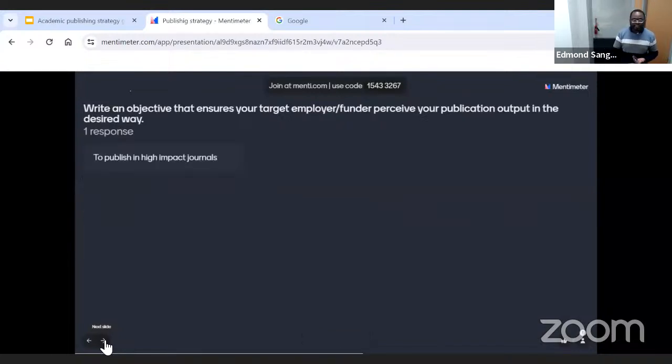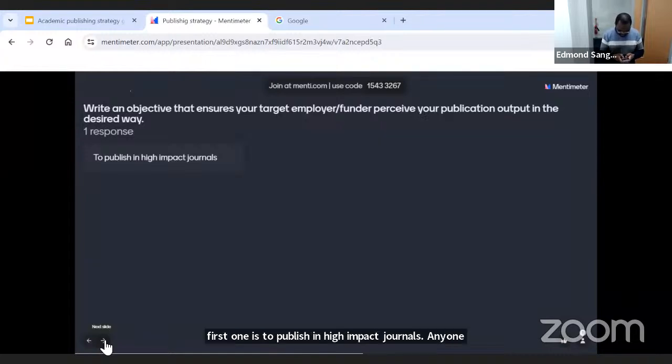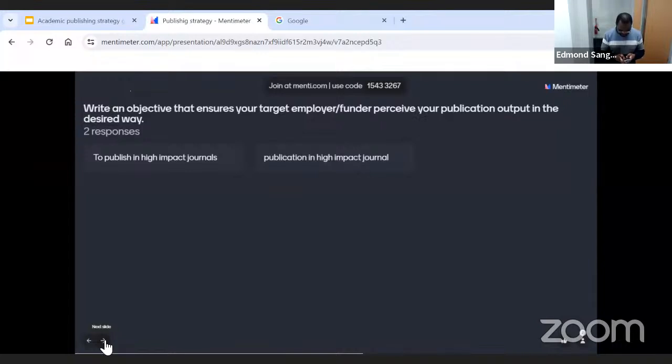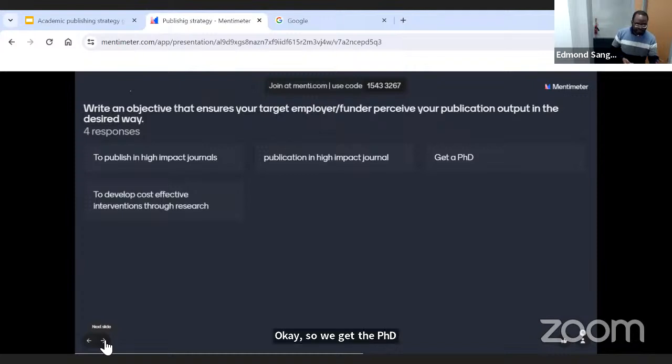Okay, first one is to publish in high impact journals. Anyone? Okay, so with get a PhD, that probably means that you have a PhD thesis, that's your goal.